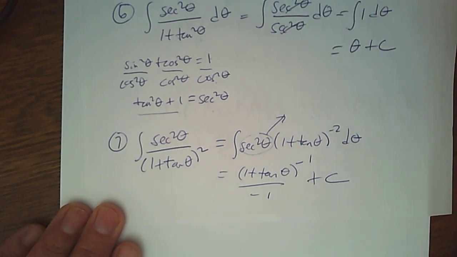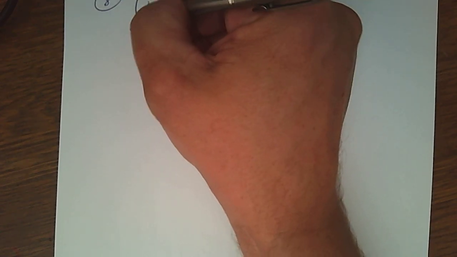All right, number 8. I said we're going to go to number 15 together. All right, so number 8, we have tangent theta, secant squared theta, and then 1 plus tangent squared theta.